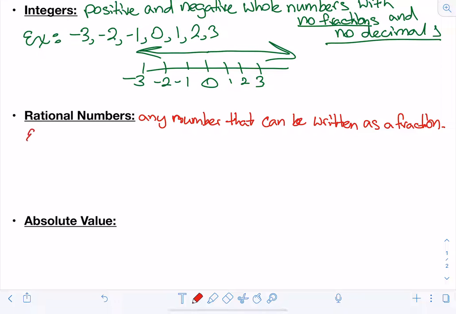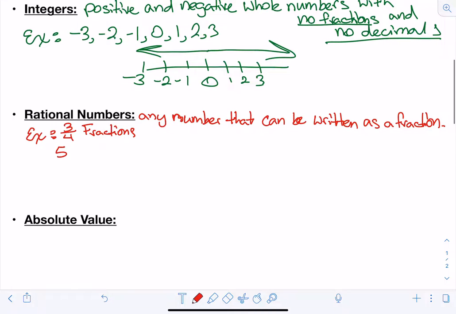So let's look at some examples. Of course, a fraction can be written as a fraction, right? Because it is a fraction, so it's a rational number, right? So we have fractions, that's a given. But not only are fractions rational numbers. Remember, it's any number that can be written as a fraction. So another example of a rational number could be a whole number, like the number 5. The number 5 can be written as 5/1. Okay, so whole numbers can be written as fractions, so they're rational numbers.